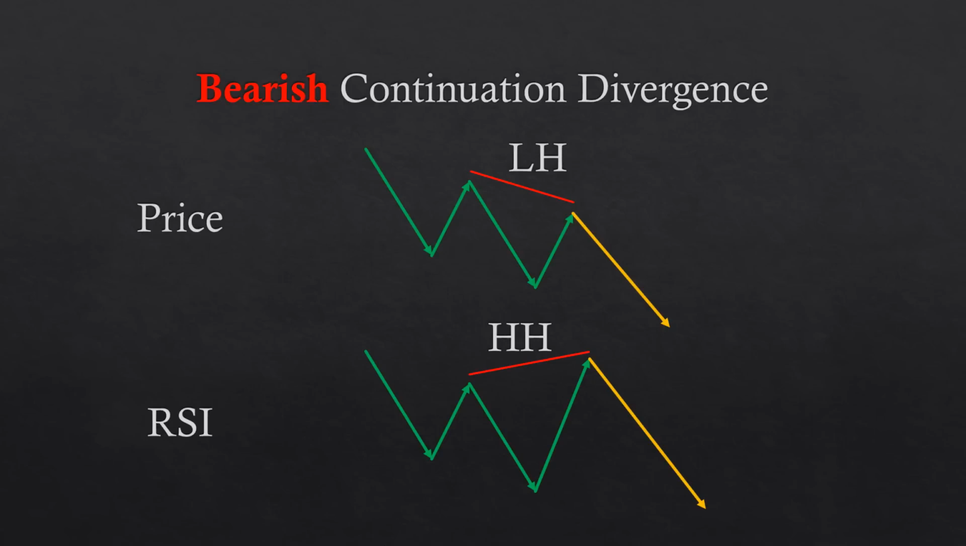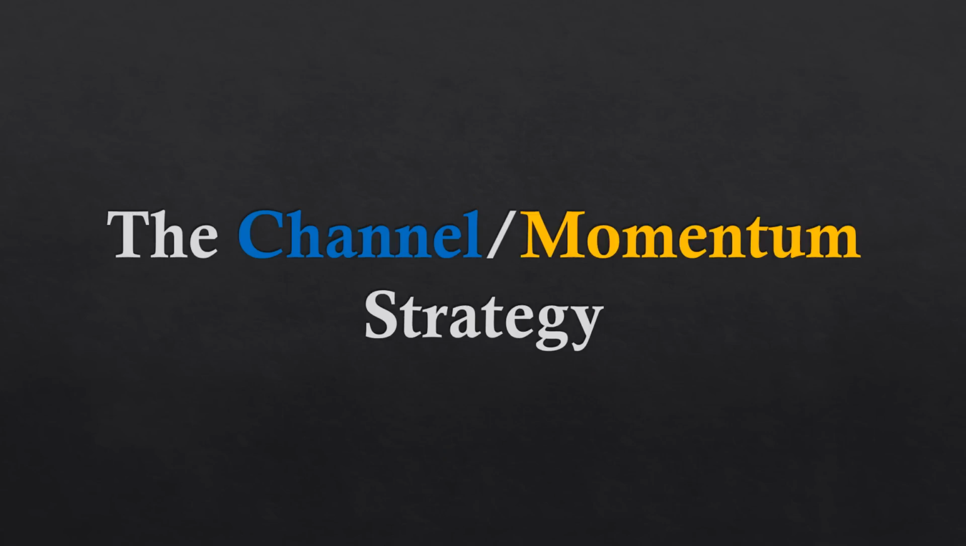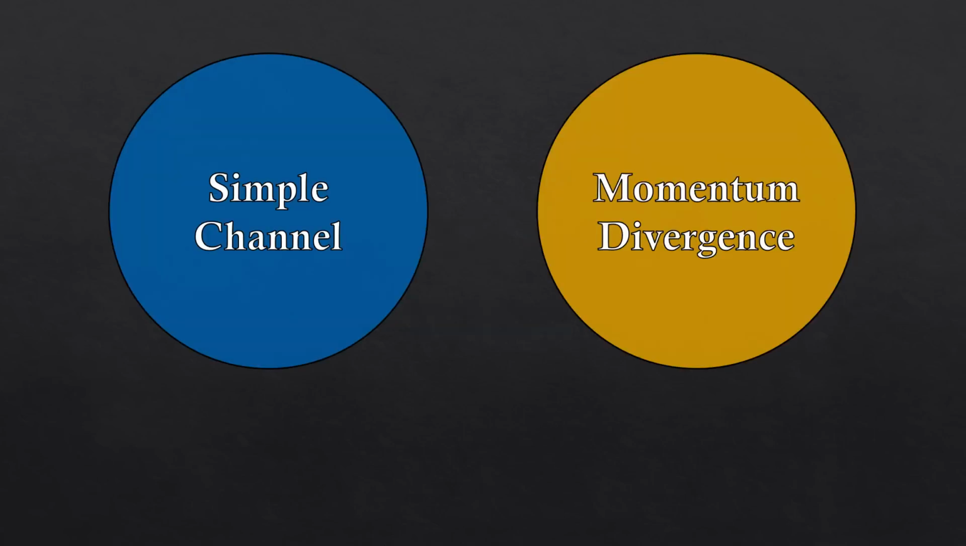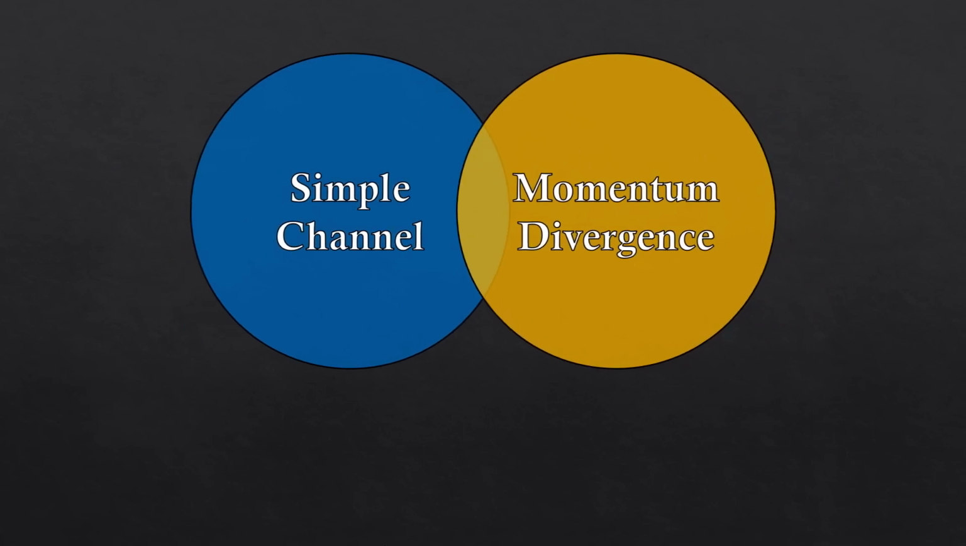Let's now build the channel momentum strategy based on these techniques. As I said before, this strategy is very simple. The buy and sell signals happen when price hits the simple channel line at the same time that a reversal or continuation divergence is happening in the RSI.